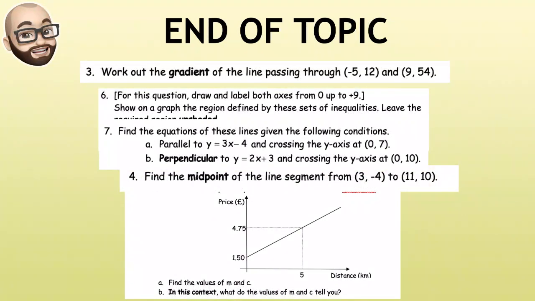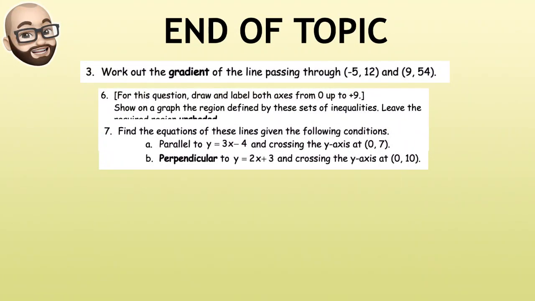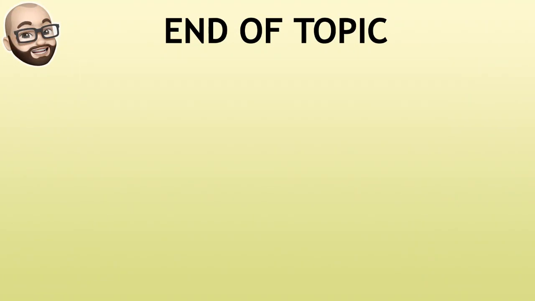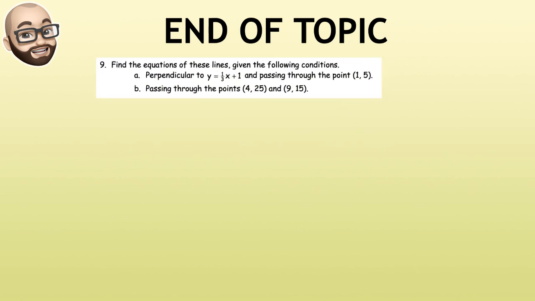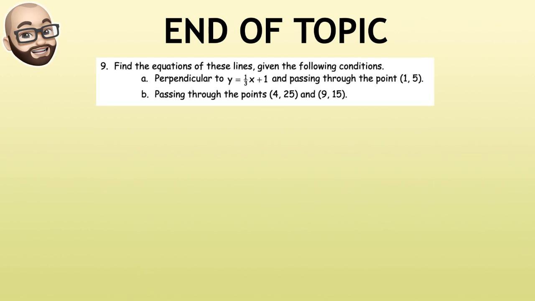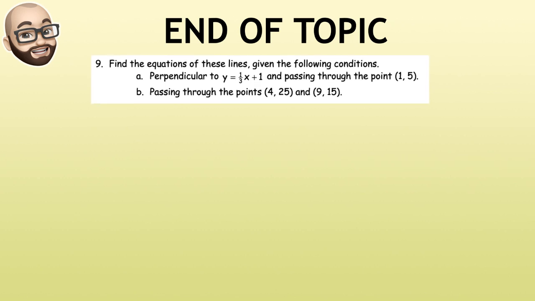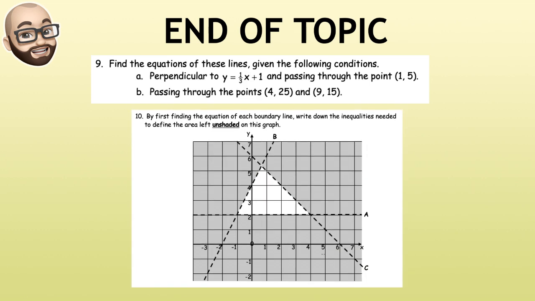Okay, so have a look at that question, and if you get stuck, maybe just rewind what I've said and see if you can figure it out. Question 9 is pretty much the same as what we did last Thursday, and question 10 again is what we did on Friday, so it's a regions question. This time you need to write down what the regions are that are needed to define the unshaded area.